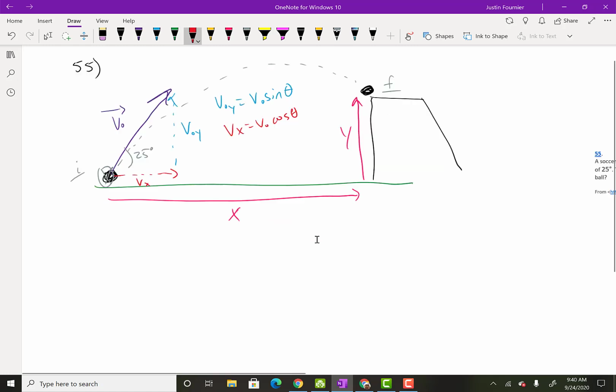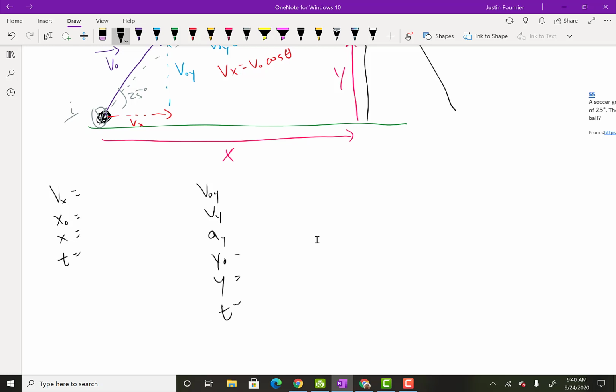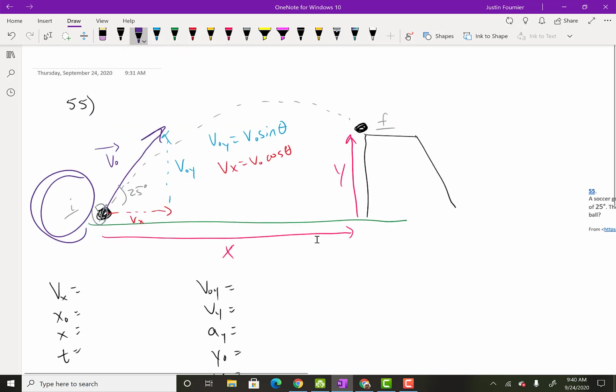Now I'm going to list the things I know and don't know. For the horizontal direction: Vx, x naught, x, and t for a projectile. There's no acceleration in the horizontal direction. Then for the vertical: V naught y, Vy, Ay, y naught, y, and t. I placed my origin where the object is at the beginning. This is my initial moment, when the soccer ball gets kicked, and this is my final moment, when it hits the bar.